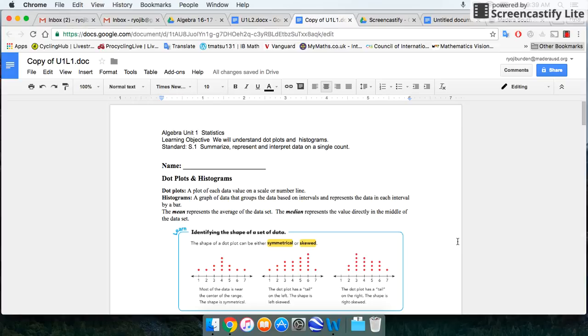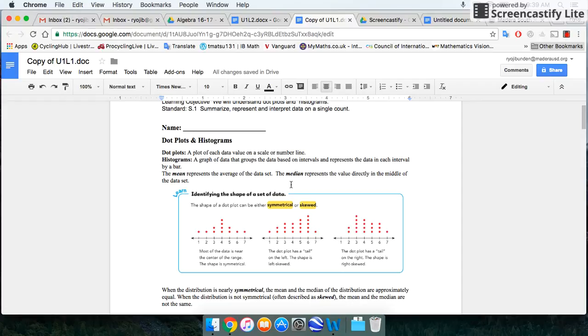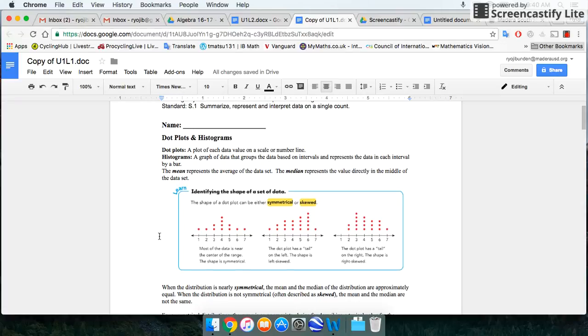All right, this is your first and second lesson in the statistics unit, and your learning objective is we will understand dot plots and histograms. And we have one standard, S.1, summarize, represent, and interpret data on a single count. So we're talking about dot plots and histograms. When we're talking about each of these, we're just talking about graphs that represent frequency. So how often some number actually occurs.